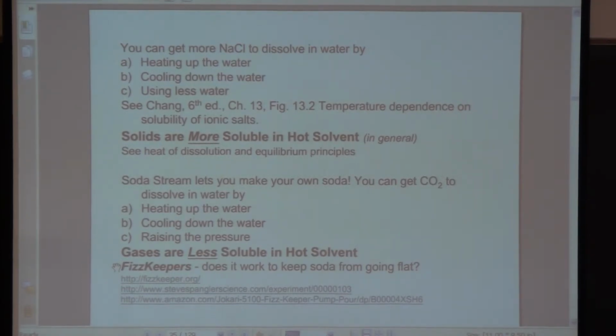Yes. So really, if there's a way to add CO2. So really, the way to keep your soda carbonated would be to close the bottle and put it in the refrigerator. Yeah, keep it cold. Put it in the fridge. Okay.